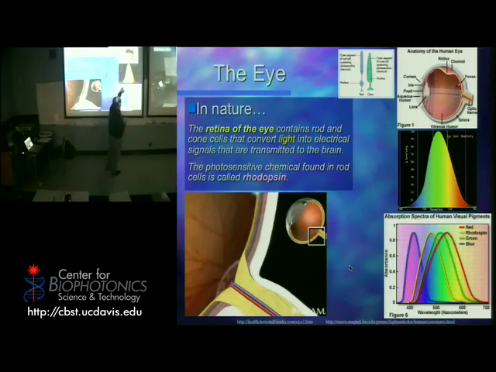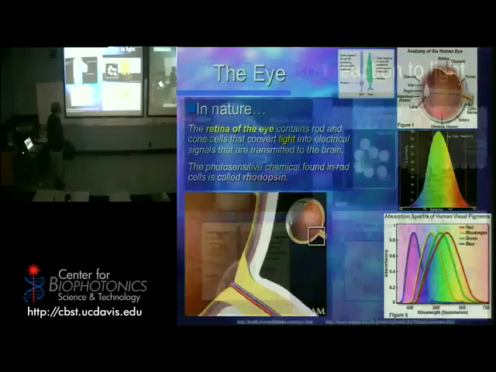Now, the thing that I don't show here is that this sensitivity curve shifts over towards the blue by about 50 nanometers for night vision. So believe it or not, at night, we have more sensitivity in very low light. In low light conditions, we have more sensitivity towards the blue part of the spectrum much more than we do towards the red. But this is the daytime sensitivity.